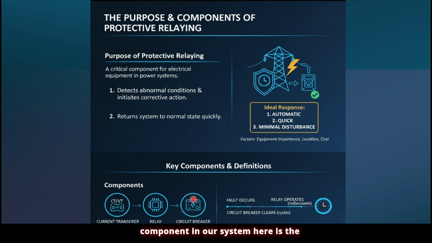The main protection component in our system here is the circuit breaker. Okay, so when it receives the alarm, a signal from the relay, the circuit breaker will interact with the system in order to open the circuit, for example. So our operation consists of fault occurrence. The fault occurs at the first, and then at the end we have a conclusion: the circuit breaker clears.